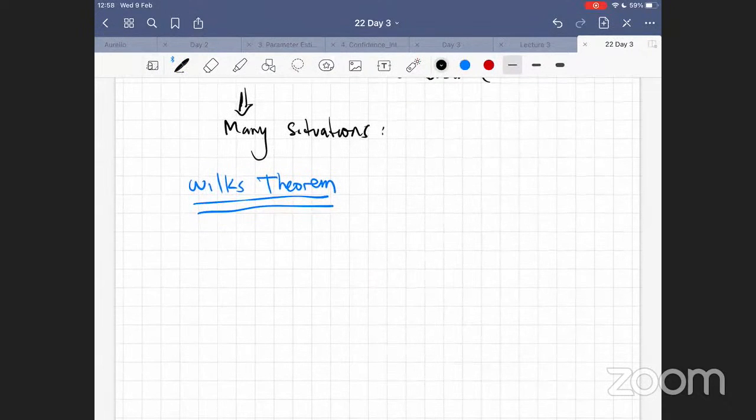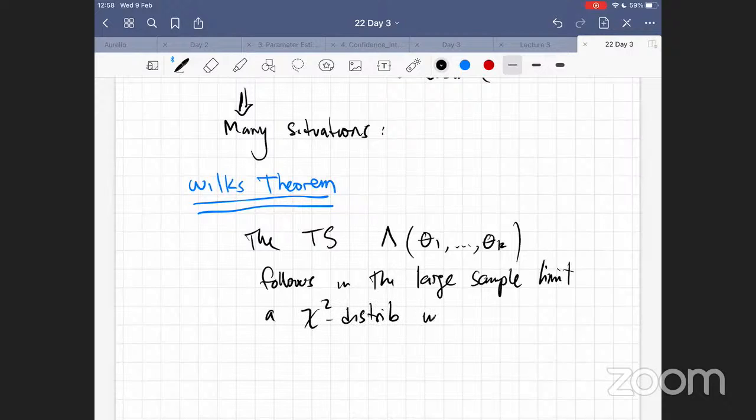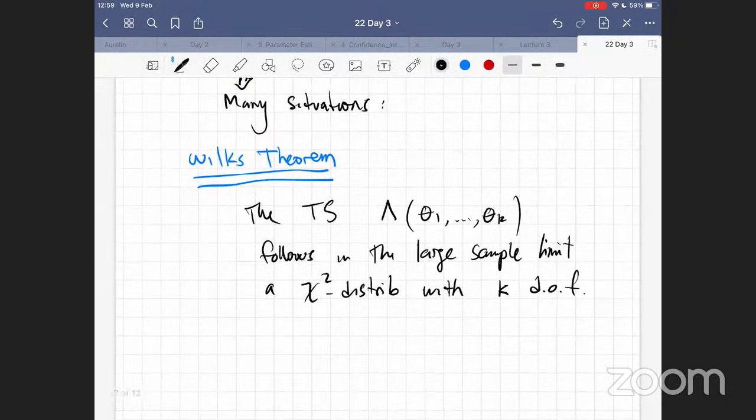So here the Wilks theorem is the following. It is said that the likelihood ratio, this TS, corresponding to the parameters of interest, follows in the large sample limit a chi-square distribution with k degrees of freedom. Okay, so this is the theorem.